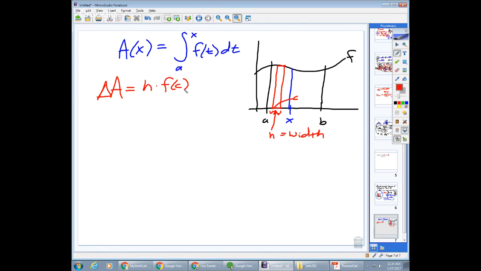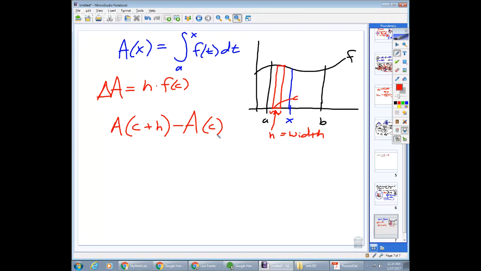Okay, so it's a continuous function. I can pick any c I want in that interval. So that's one way to think about it. Another way to think about it is, let's say we were doing a left-hand endpoint. If we were doing a left-hand endpoint, then another way to define this rectangle would be to take the area at c plus h and subtract the area at c.